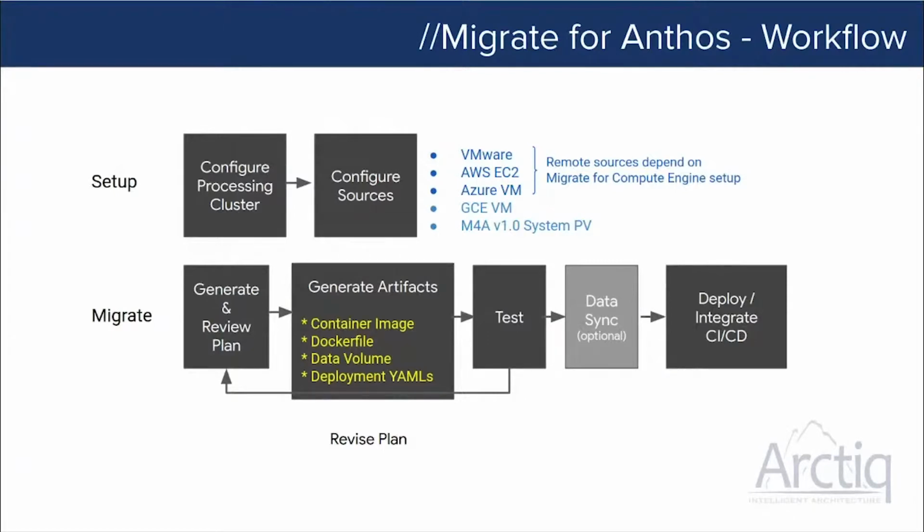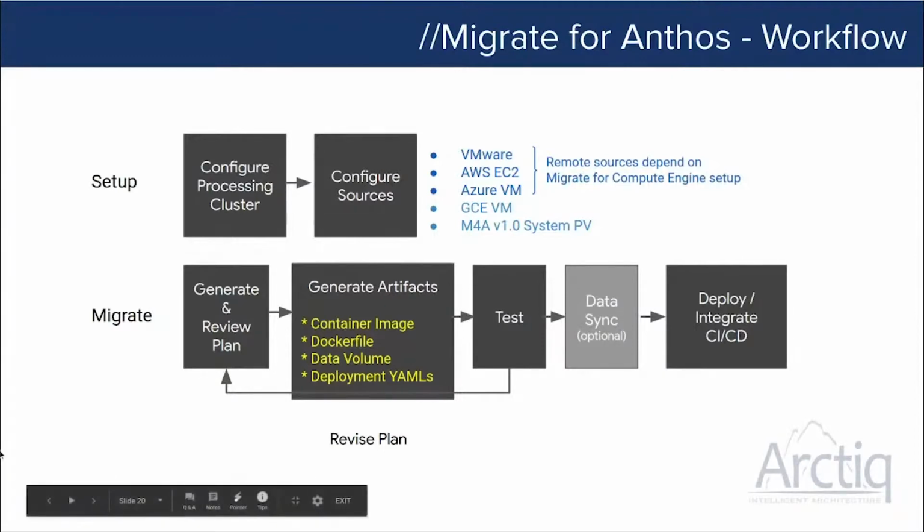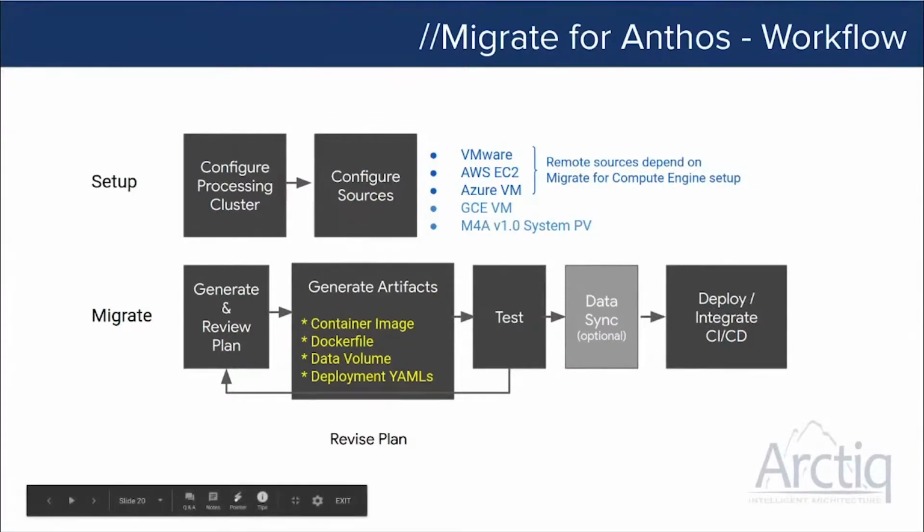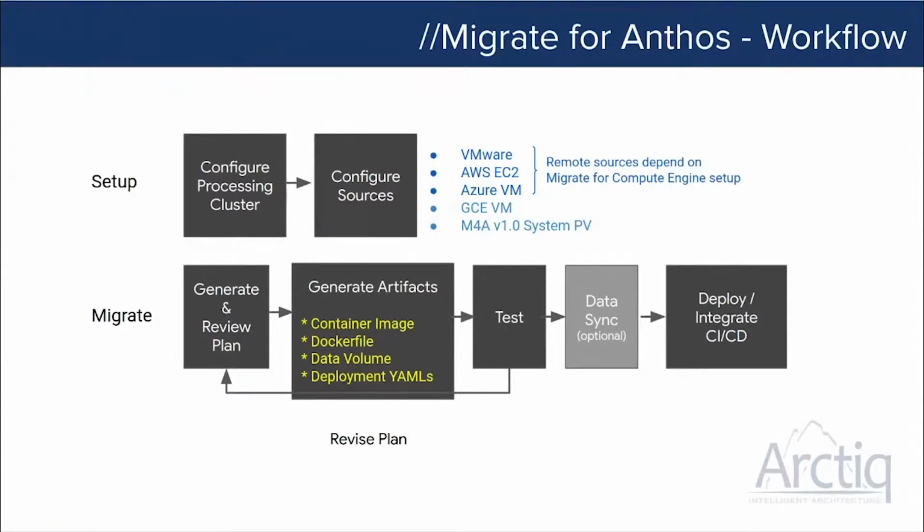So some of the remote resources depend on Migrate for Compute Engine setup. So Migrate for Compute Engine components coordinate with your source platform, including to facilitate storage streaming from your source virtual machines. Then to migrate the workload, first you will use the mixctl tool to generate a migration plan. The migration plan is implemented as a Kubernetes custom resource definition and is contained along with additional resources such as a Kubernetes persistent volume claim in the migration plan file.